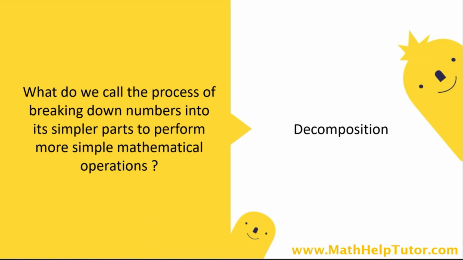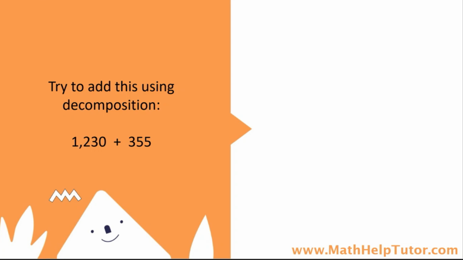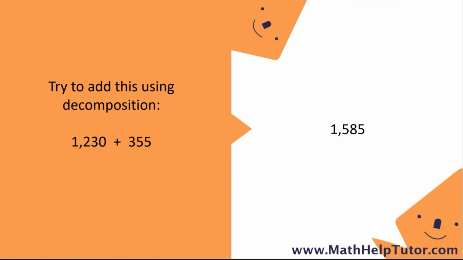The answer is decomposition. Decomposition is the process of breaking down numbers into simpler parts so that we can perform more simple mathematical operations. Try to add this using decomposition. The answer is 1,585. So how did we arrive at this answer?